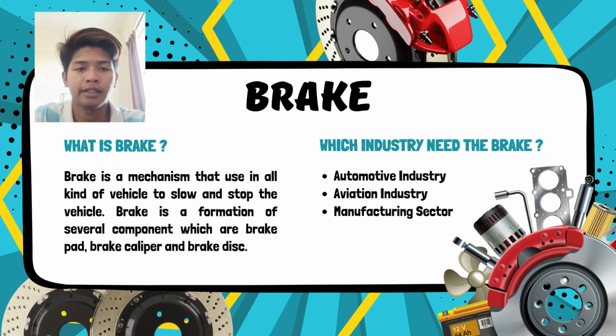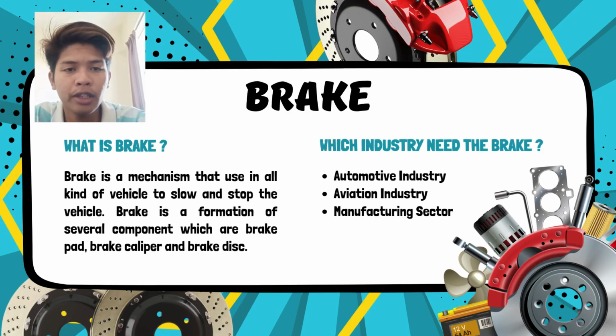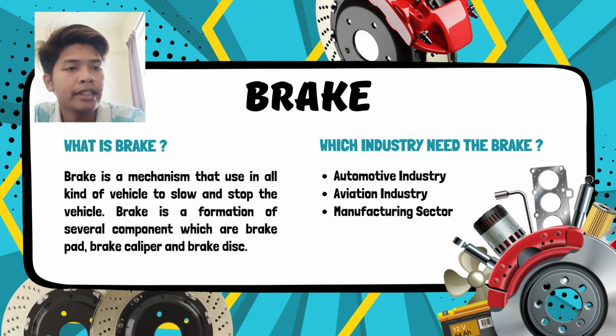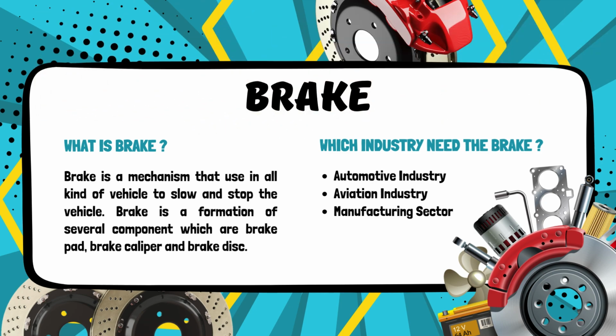Now, what is a brake? A brake is a mechanism used in all kinds of vehicles to slow down and stop the vehicle. A brake is a formation of several components, which are the brake pad, brake caliper and brake disc. Which industries need the brake? There are three industries that need the brake, such as the automotive industry, aviation industry and manufacturing sector.